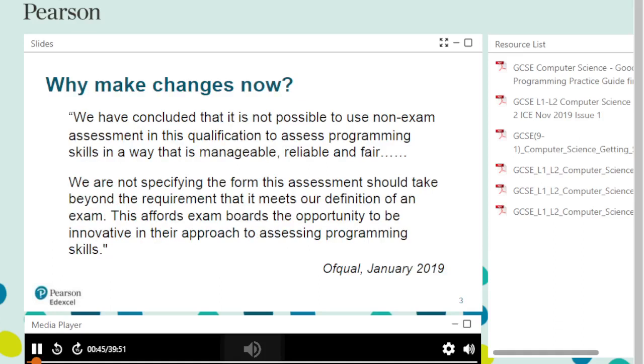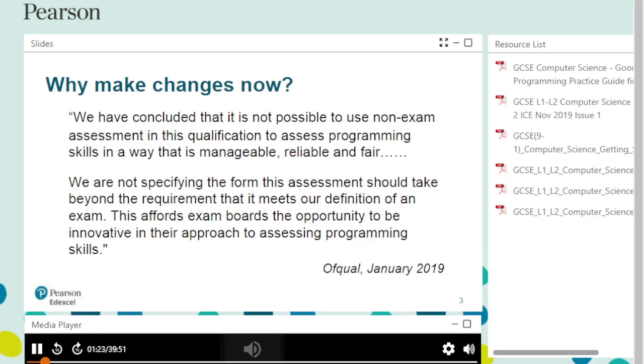Changes to the assessment of GCSE Computer Science have come about in response to evidence of widespread rule breaches in which non-examined assessment, NEA, programming tasks were posted online and solutions openly discussed. In response, having consulted with stakeholders, Ofqual announced in January 2019 that students taking GCSE Computer Science would no longer complete an assessed programming project. Instead, from the summer of 2022 onward, all assessment, including the assessment of programming, would be by examination only.